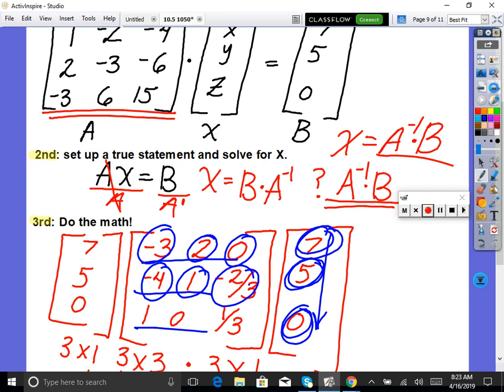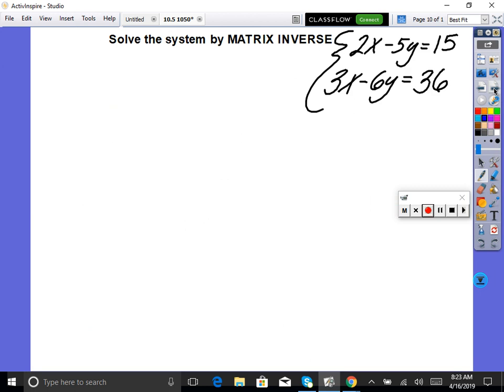This is our last example of the day, then the rest of the time will be yours to get as much homework done as possible. So it says solve the system by matrix inverse. So we'd say, okay, this is the one where we have to find the inverse of the matrix, and then we'll set up a true statement. So let's set up our matrix equation.